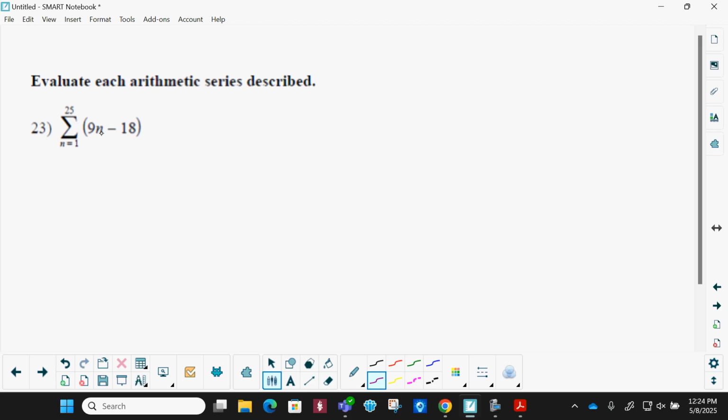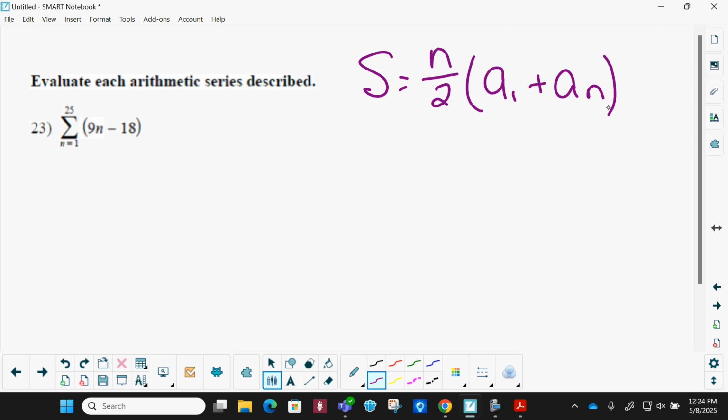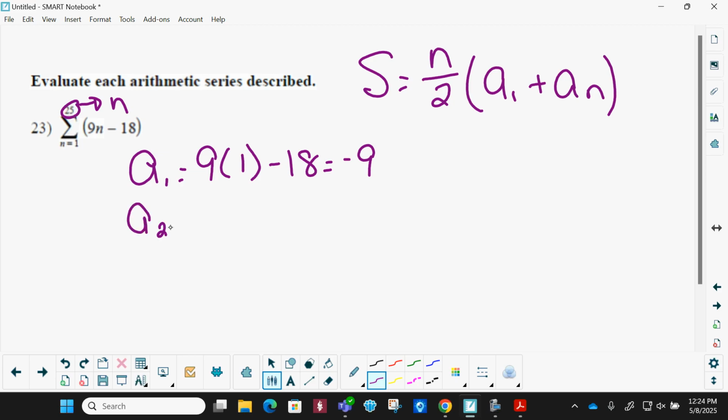Okay, arithmetic sum. So, let's see, there we go. S equals n over 2 times a1 plus an. Okay, we start here at 1, so 25 is my n value. I need to get my first term, and we start at 1, so we're going to plug 1 in. We're going to get negative 9. We're going to plug the 25th term in, so a times 25 minus 18.